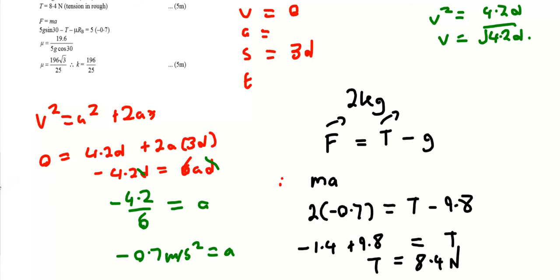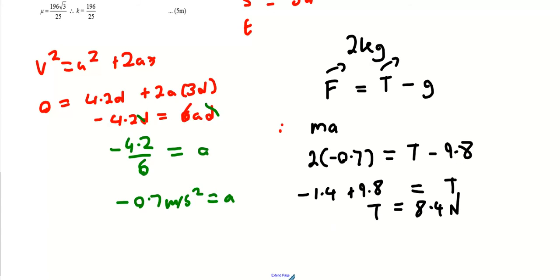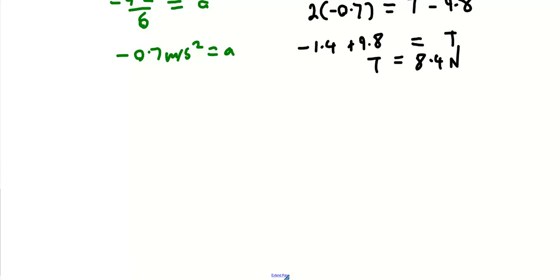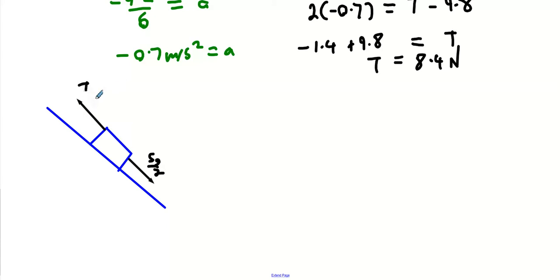Okay, then if we take the 5 kilogram particle, we'll redraw the part of the diagram for this, because we understand this is quite a difficult question. So the new 5 kilogram particle is going downhill because of its weight, which is 5g over 2. But it's getting pulled up by the tension, which is 8.4 newtons, and it's also getting pulled up by friction, F_R.